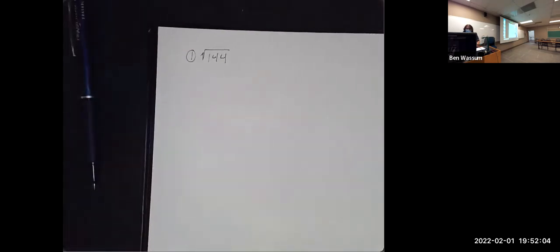So the idea here is that we're going to simplify. You're going to see the word simplify in math problems a lot. It basically just means break it down until you can't break it down anymore. Make it not ugly.